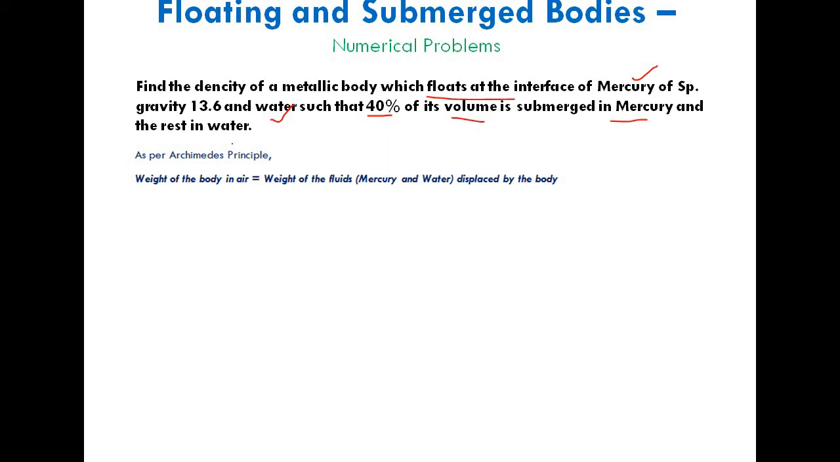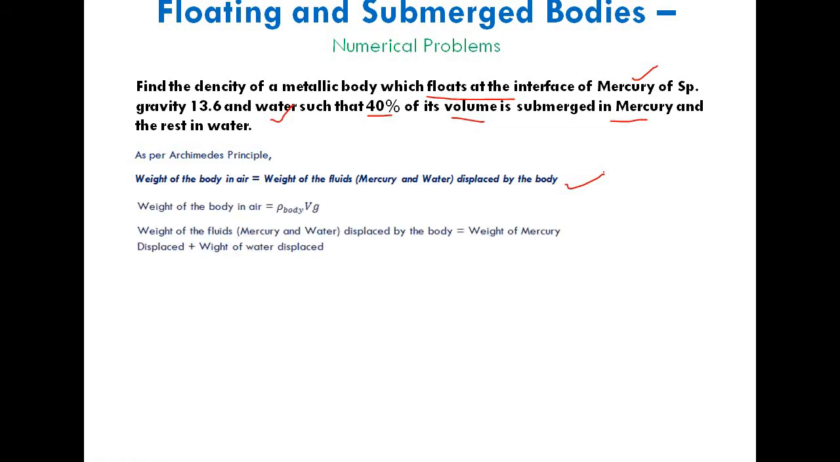This is as per Archimedes principle. You see this? Weight of the body in air equals weight of the fluid displaced by the body. Here you have two fluids. Okay. So this Archimedes principle, we know weight of the body in air is equal to weight of the fluid displaced. Here you have two fluids. So in one fluid, the volume is 0.4 V of the body. In the other fluid, the volume is 0.6 V of the body. So what is the weight of the body in air?